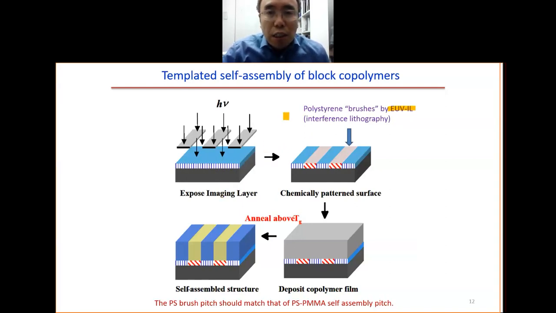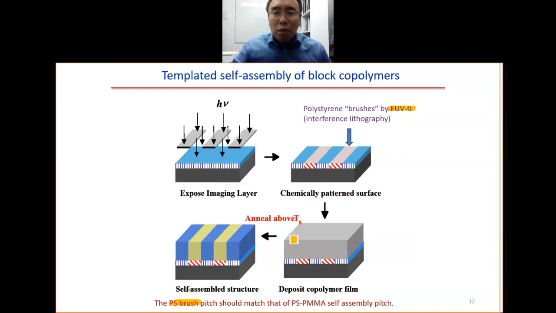Then you do the interference lithography using the photoresist. Then you use the photoresist as the mask. Using the photoresist as the mask, you can etch away one block. You can etch away the brush. But this area here has no brush. This area here is the brush. It's polystyrene brush. This is the PS brush.